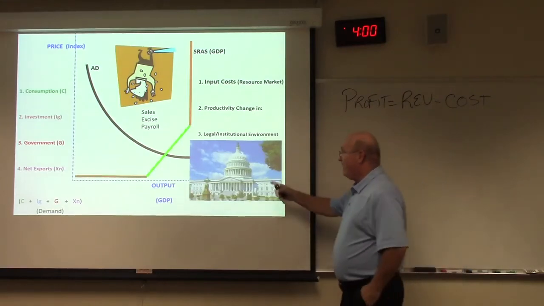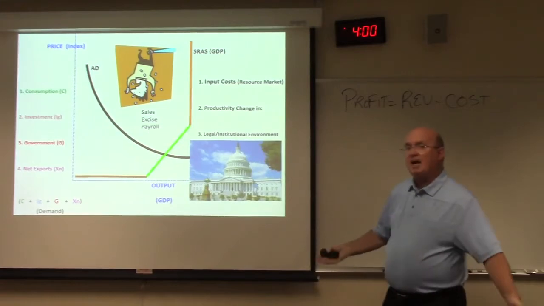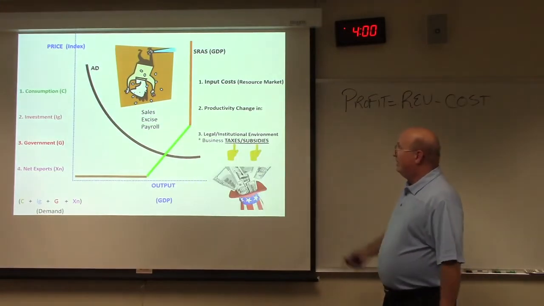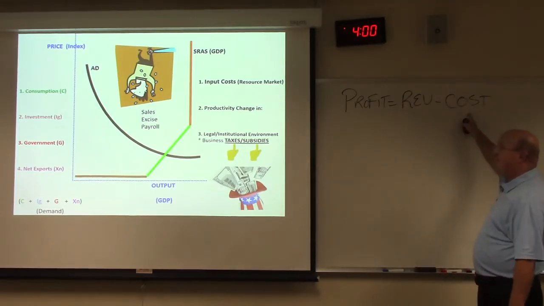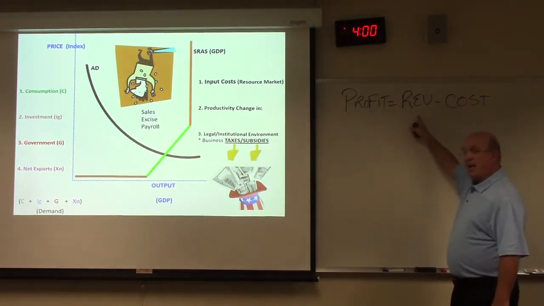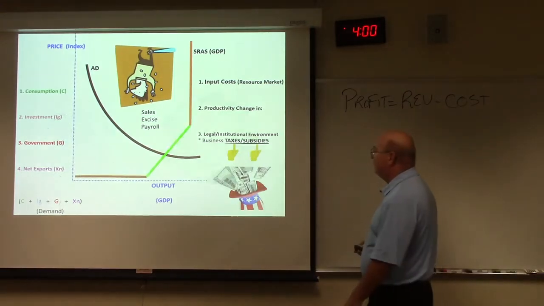Now our last one, legal and institutional environment. What does the government do? Do they give us taxes? Remember, taxes add more to this. Or do they give us subsidies, which adds more to this? That will shift our supply curve one way or the other.